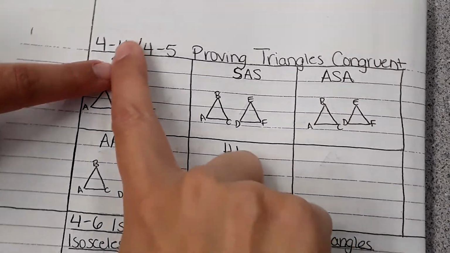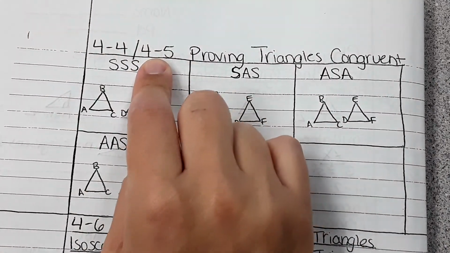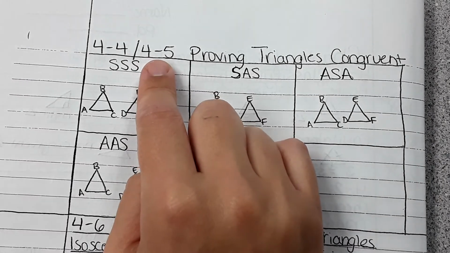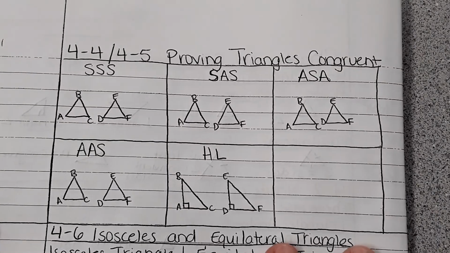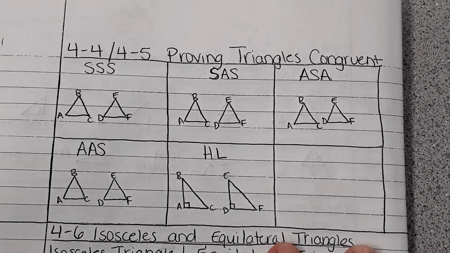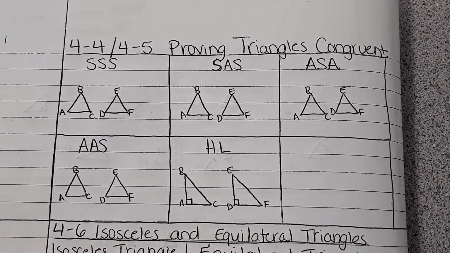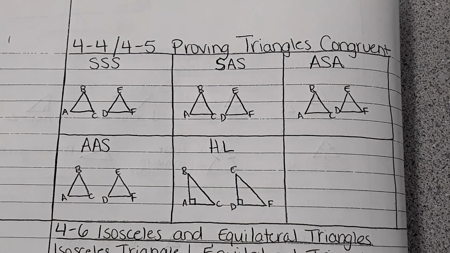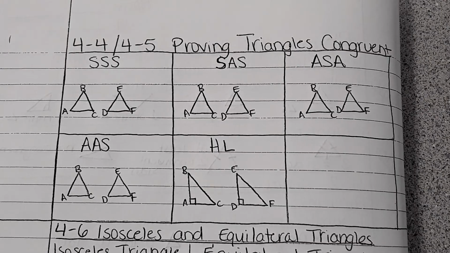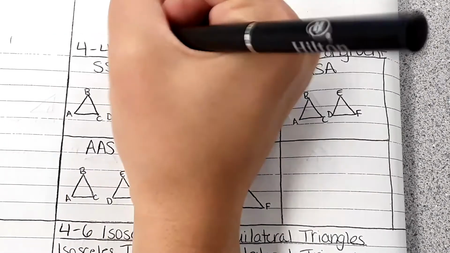As you can see, we're combining 4-4 and 4-5 today. The lessons are so similar, it's kind of silly to split them up. We'll just do it as one. We are going to do a little bit of additional practice for bell work tomorrow on this as well. This is something that I even remember from geometry. It was one of the bigger deals in geometry.